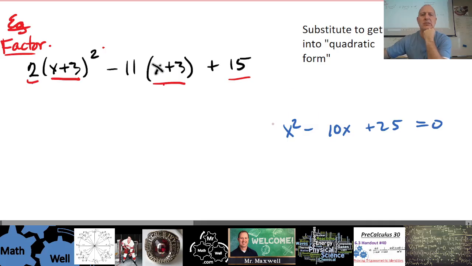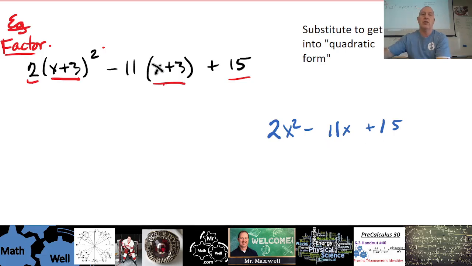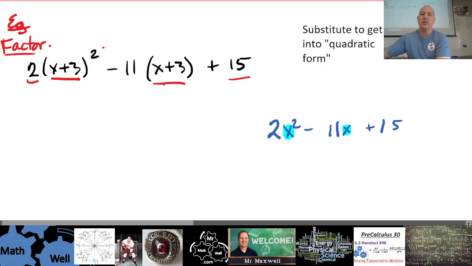So if we had 2 times a quantity squared minus 11 times a quantity plus 15, then this is actually in the same format as this quadratic. The only difference is that this x is not just a single x. This x is actually an expression. It's a little bit more expanded. It's not just an x. But you see how it's the same, x plus 3 and x plus 3. So really we do have this. This is actually a quadratic and can be treated as a quadratic.